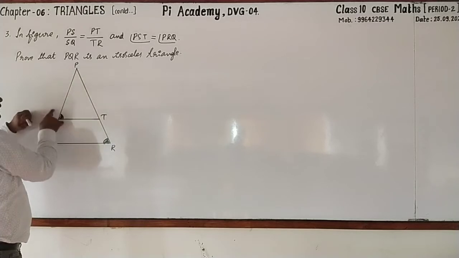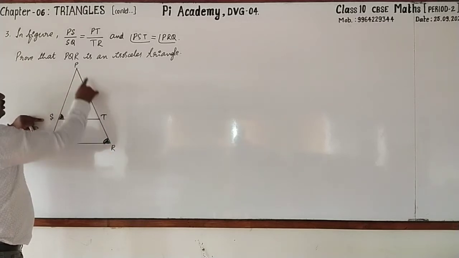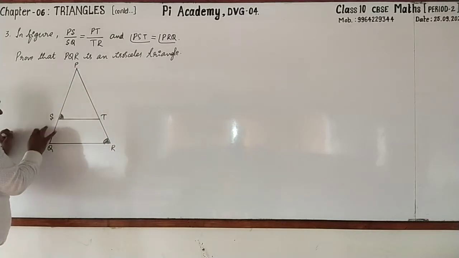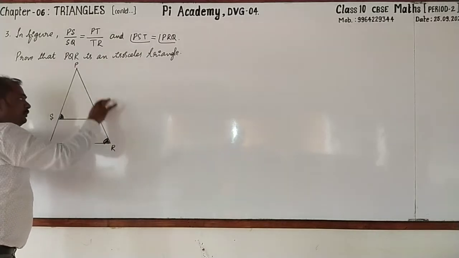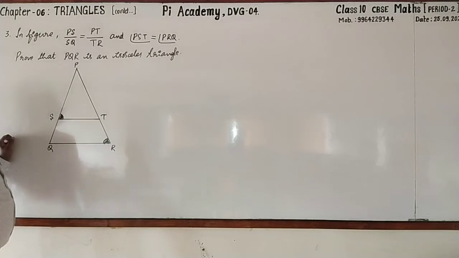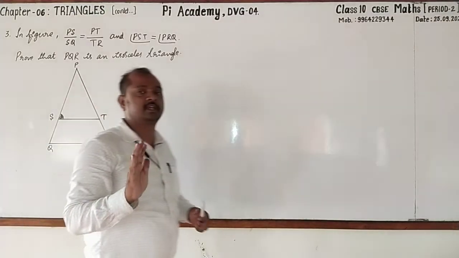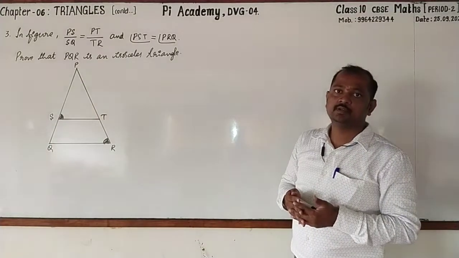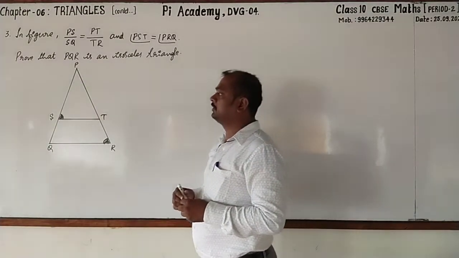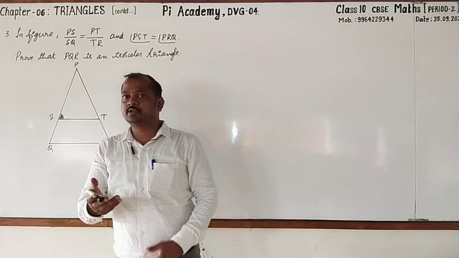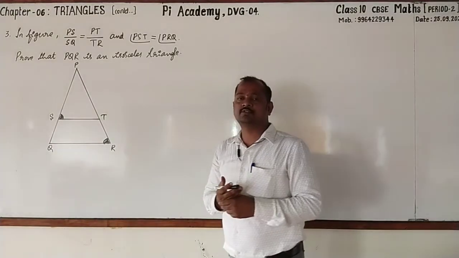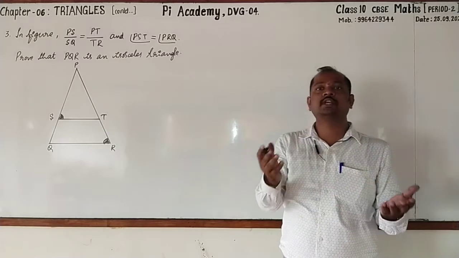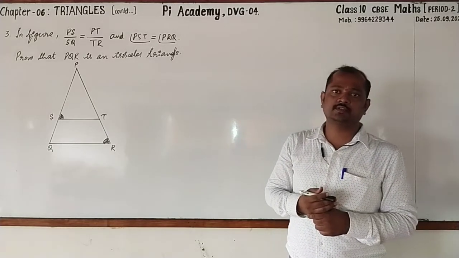See that angle PST equals angle PRQ, they have given, and PS by SQ is equal to PT by TR. If it is so, we have to prove this is an isosceles triangle. Is it not simple? Definitely it is that simple. We have already come to know what an isosceles triangle is: a triangle in which two sides are equal is called an isosceles triangle.